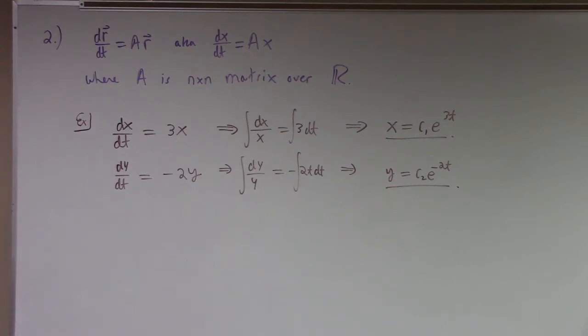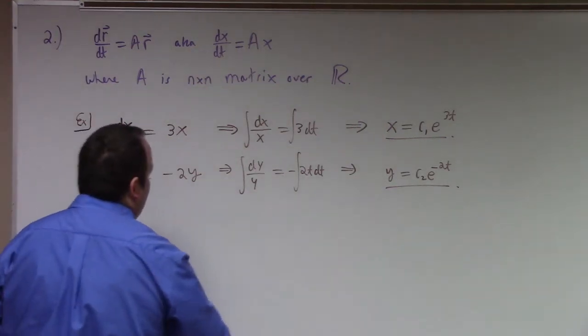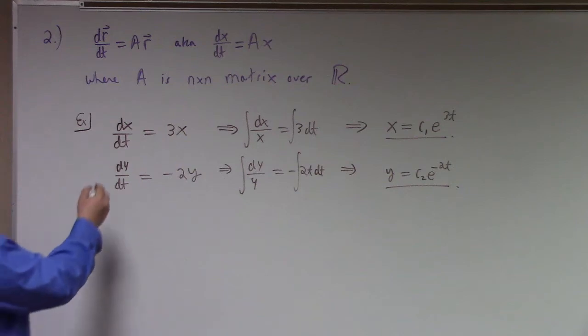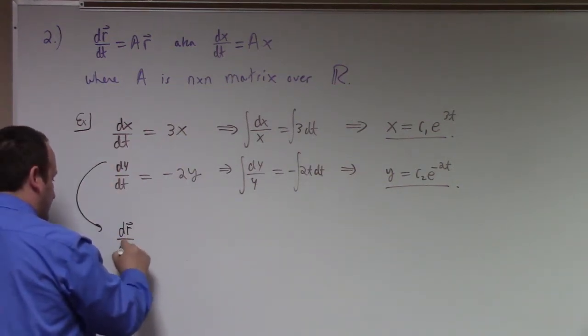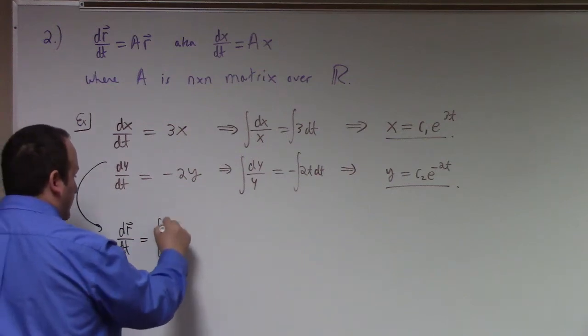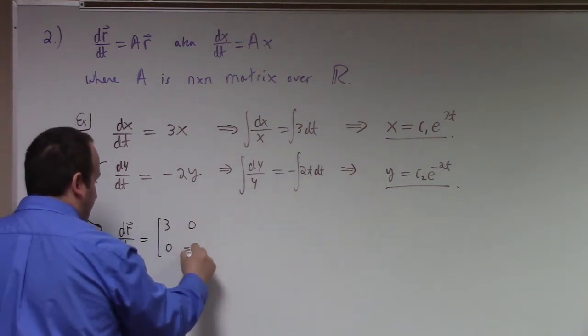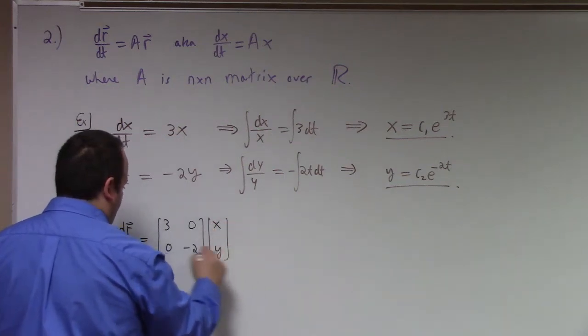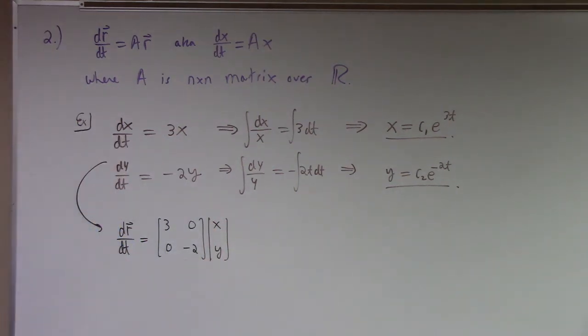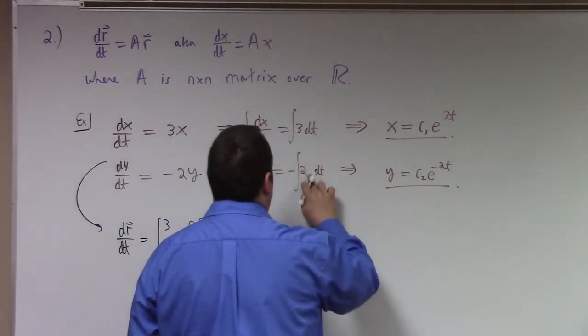All right. So what's the point? Why do we need a matrix? Well, for this one we don't, right? But as a matrix, this problem looks like the following. It looks like dr/dt = [3, 0; 0, -2] times (x, y). What is it? The second integral should just be 2. Oh yeah, I made up an extra t. Sorry about that.